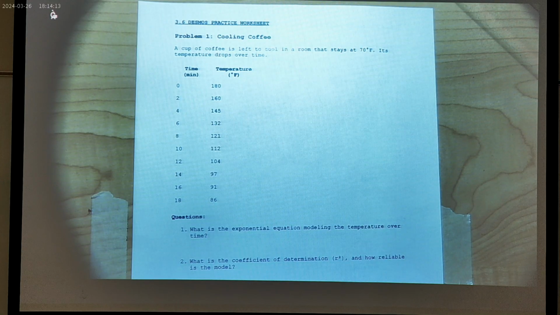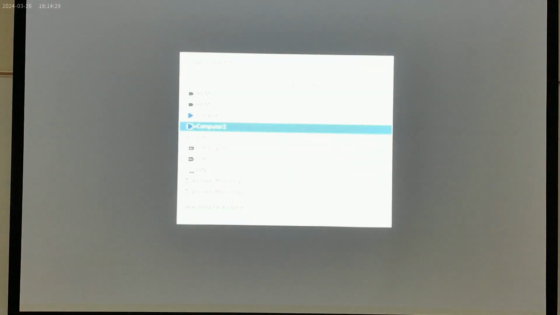A cup of coffee is left to cool in a room that stays at 70 degrees Fahrenheit. That is a detail that is meant to throw you off. Don't worry about it. But its temperature does drop over time. So we have time in minutes and temperature in Fahrenheit so we can see how it changes over time. Let's go ahead and let Desmos do some of the heavy lifting here.